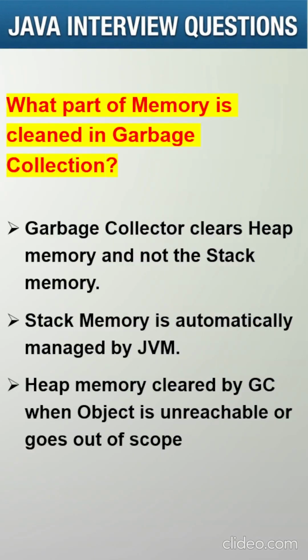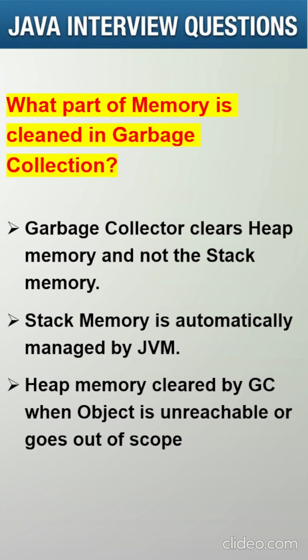What part of memory is cleaned in garbage collection? As we know, Java uses two memory types, heap and stack, and GC only works in heap memory. GC does not manage the stack memory. Stack contains local variables, method calls, or method frames, and heap stores objects, arrays, and instance variables.